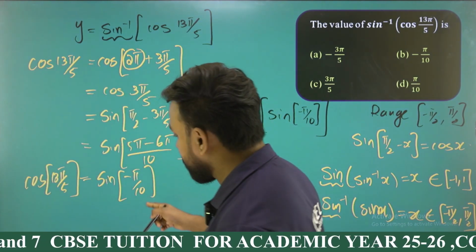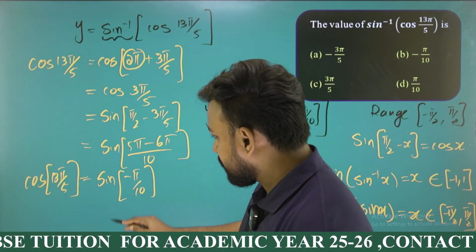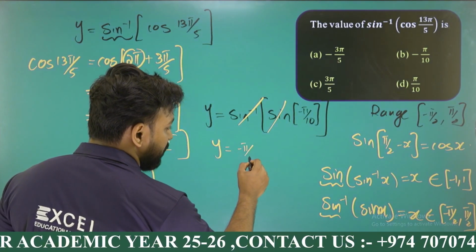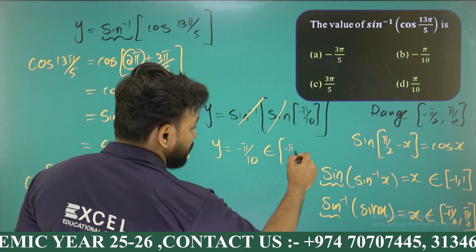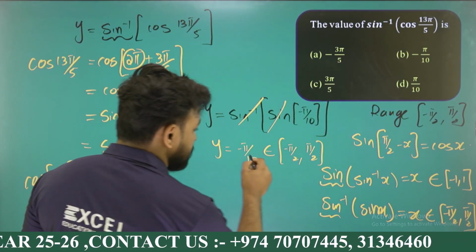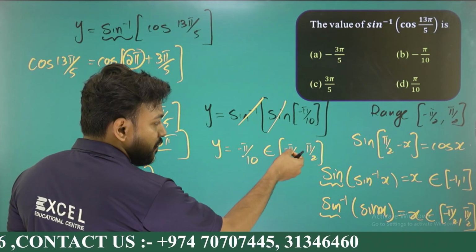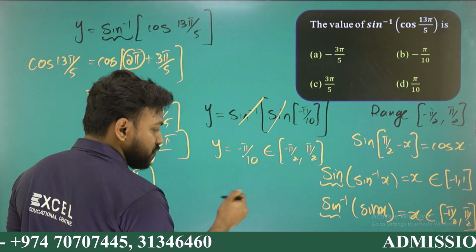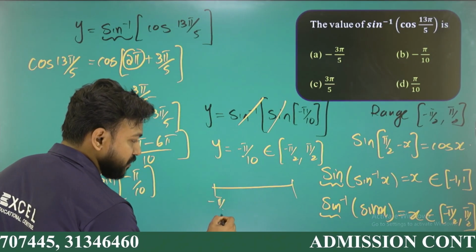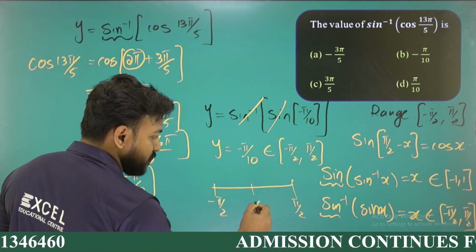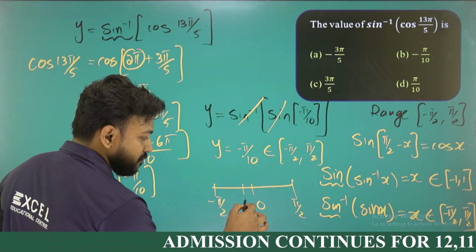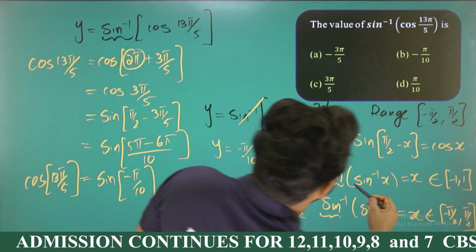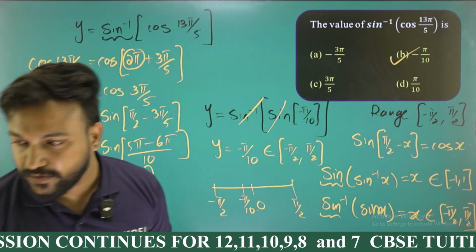Here you can see minus pi by 10. Here we will cancel these two because y is equal to minus pi by 10 belongs to minus pi by 2 to pi by 2. This is a negative number bigger than minus pi by 2. So here minus pi by 2 is here, pi by 2 is here, and 0 is there. So minus pi by 10 should be somewhere here. Okay, so it belongs to this interval, therefore which option? B is your option.